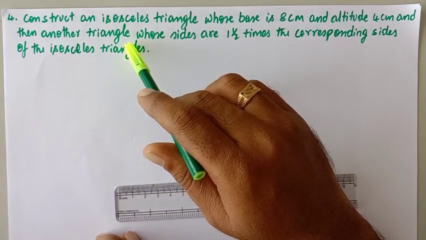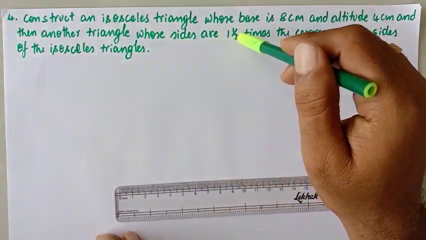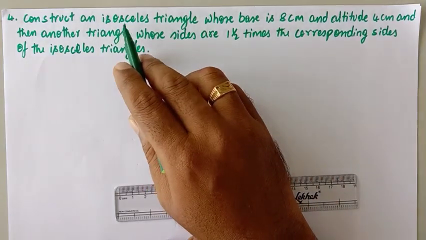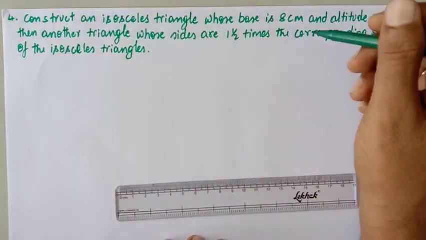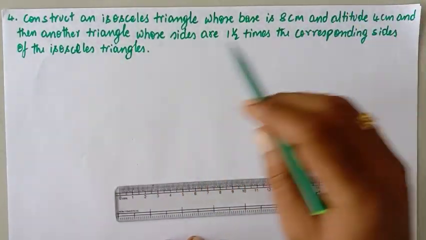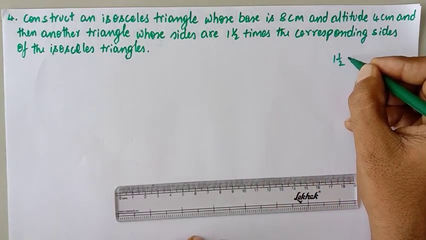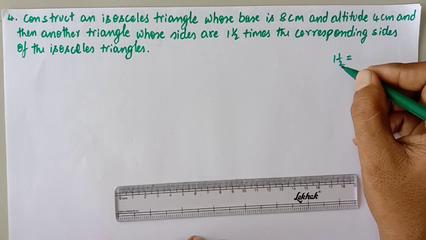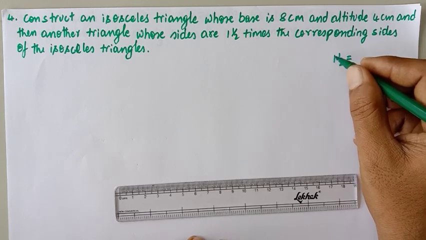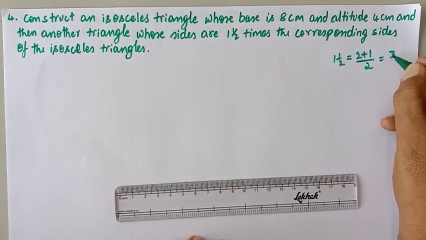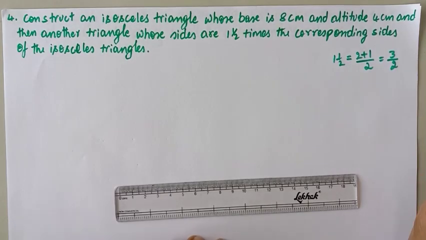And then another triangle whose sides are 1.5 times, that is, the triangle will be bigger than the first isosceles triangle that we are going to construct. Corresponding sides of the isosceles triangle, 1.5 times means 1.5. Let us convert this into an improper fraction as it is a mixed fraction. 2 ones are 2 plus 1 by 2 is equal to 3 by 2. 3 by 2 is there.